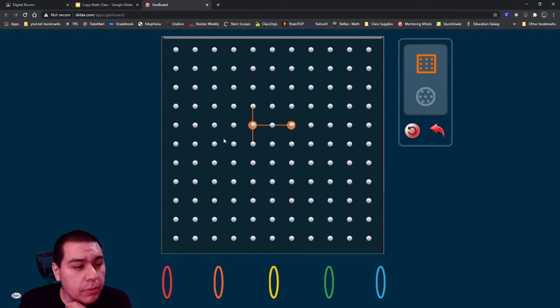Okay, so I have my perpendicular here. I'm going to make another kind of angle with some blue rubber band. I'll put one here. Another blue rubber band here and there.